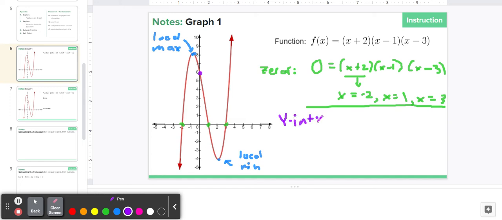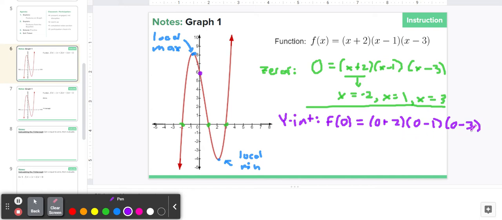And I'm not going to spell that all the way out because, again, I'm using my mouse here. We can do that by evaluating our function at 0. So if we use our function at 0, right, when x equals 0, when we're on that axis, then we can calculate what that y-intercept is. So in this case, it'd be 0 plus 2 times 0 minus 1 times 0 minus 3.